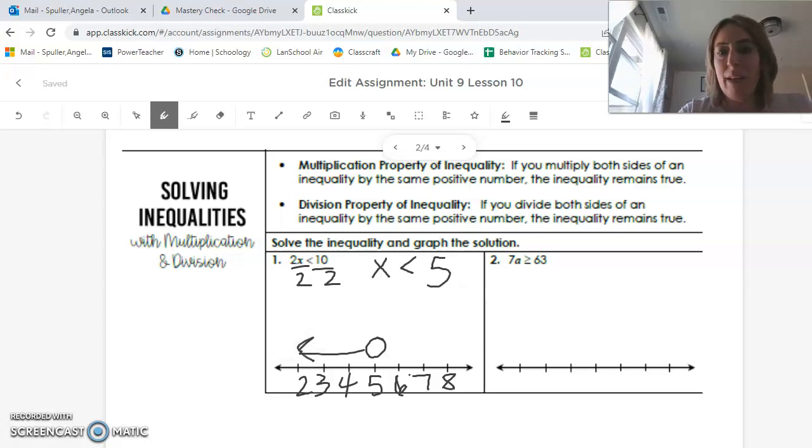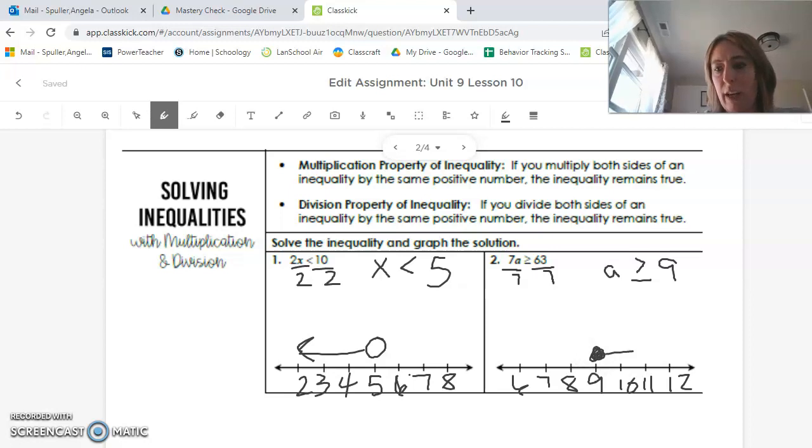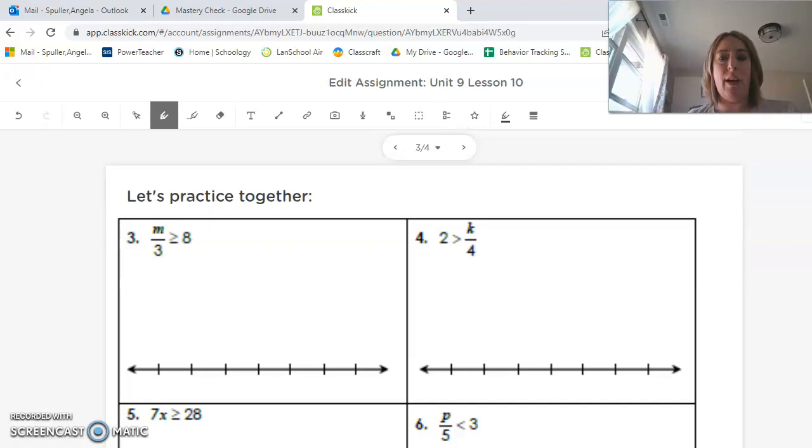Okay, good job. Again, doing the opposite. So a is greater than or equal to 9. So let's do this. 9, 8, 7, 6, 10, 11, 12. So closed circle because it's greater than and equal to, and it goes to the right. Good job. Okay, let's practice a couple more together.